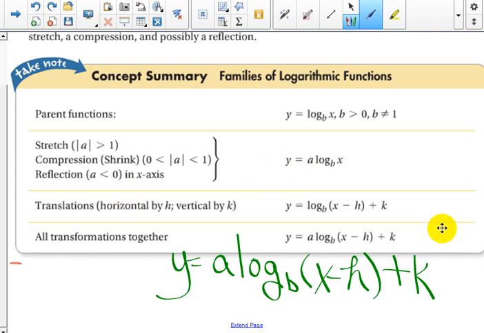Okay. Now, the h and k is pretty close to all the others too. It's going to be a log base b, open paren, x minus h, plus k. All right, so h is your horizontal translation, k is your vertical translation, and a does your shrink, stretch, or reflect, excuse me. So there they are all together.